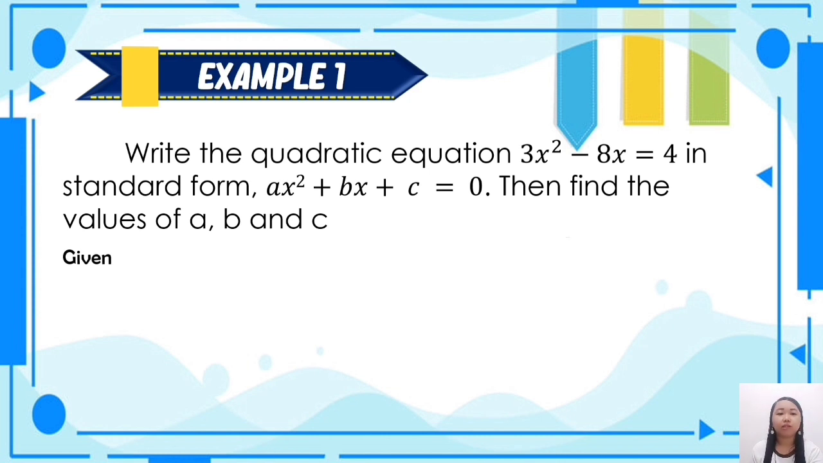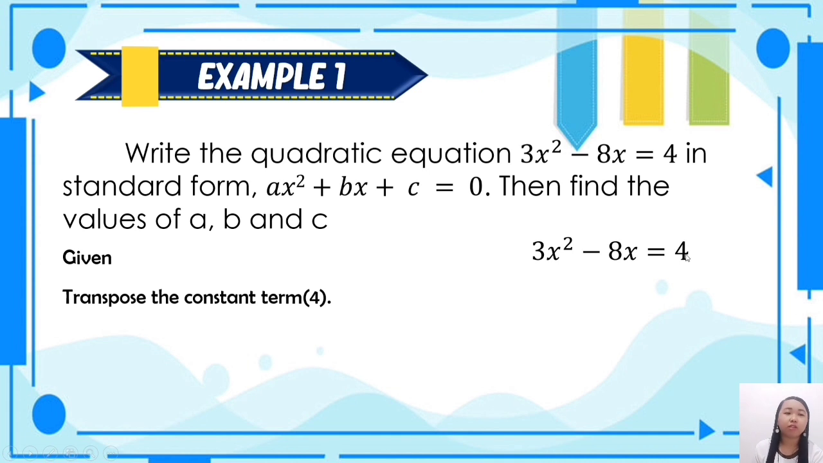So the given is 3x squared minus 8x equals 4. So it is not written in factored form, so we don't need to multiply them. Transpose the constant term. So in this example, the constant term is 4. When we transpose this, positive 4 will become negative 4. So the equation will be 3x squared minus 8x minus 4 equals 0.